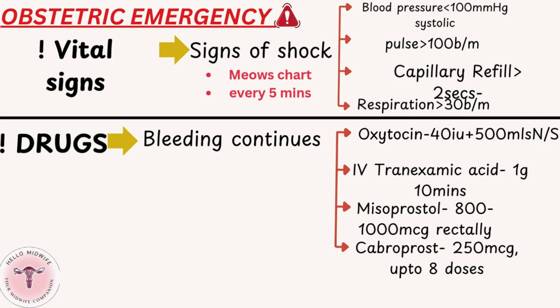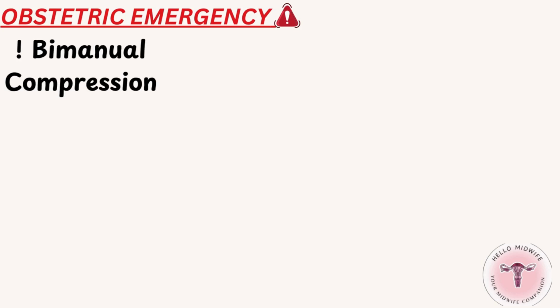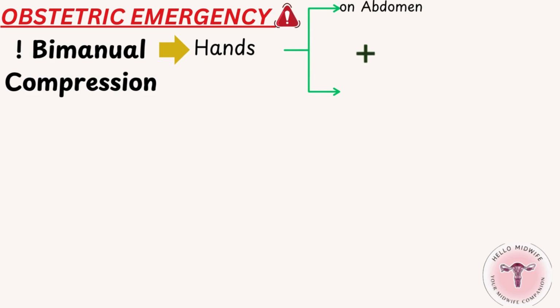At this point, your multidisciplinary team would have arrived and can begin to take over some of those interventions. Bimanual compression. This is a whole procedure which I'll make another video on, but in this video I'm just going to summarize it. For bimanual compression, the midwife places one hand on the abdomen and the other hand inside the vagina, then compresses the uterus between the two hands. This technique causes the uterus to contract, treats atony, and assists with expulsion of retained placenta or clot.